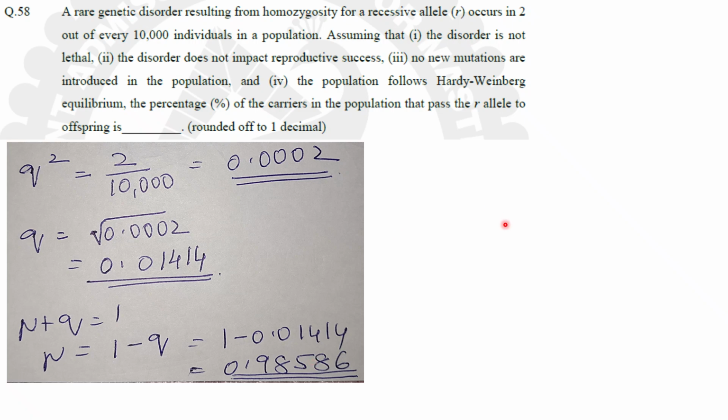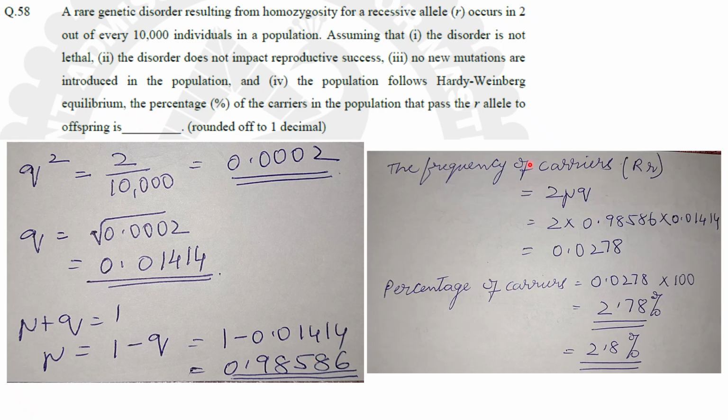Now for the heterozygous condition you have to see the 2pq value. So the frequency of carriers, that is capital R and small r, will be 2pq. Substitute p and q and multiply by 2. You will get 0.0278. Now they have asked the percentage of carriers in the population, so that will be 2.78%, or rounded to 1 decimal, 2.8%. Okay.